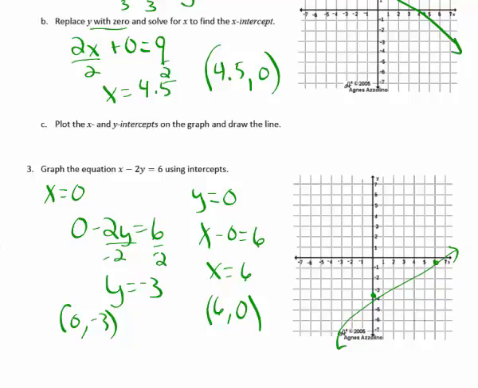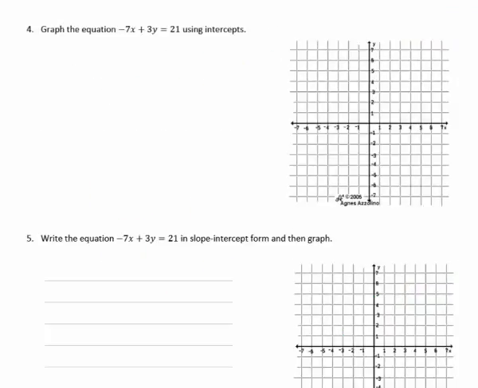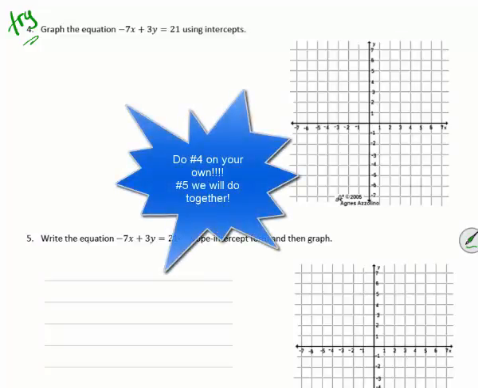We're going to save the next set. I want you to try this one. Just number 4, not number 5. Try it using your intercepts, and then we'll do number 5 together. Any questions? Please bring them to class and have a good night.